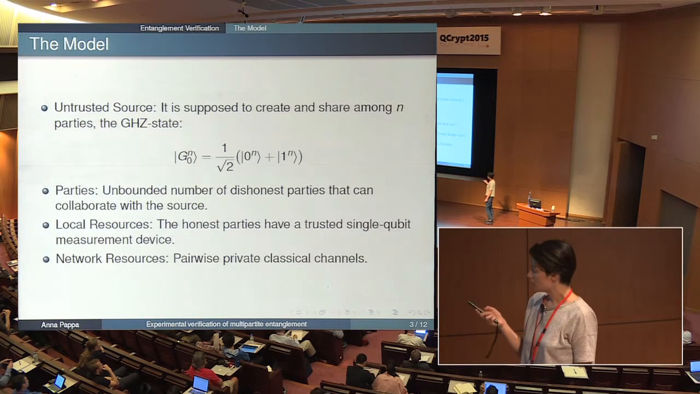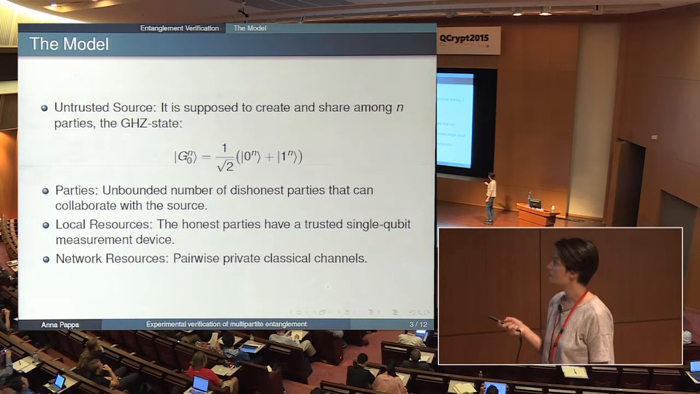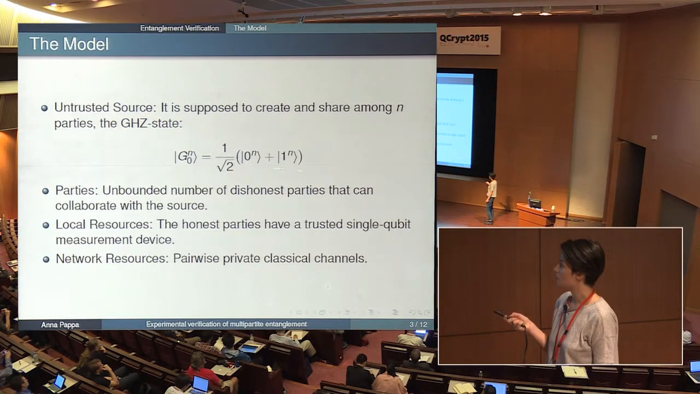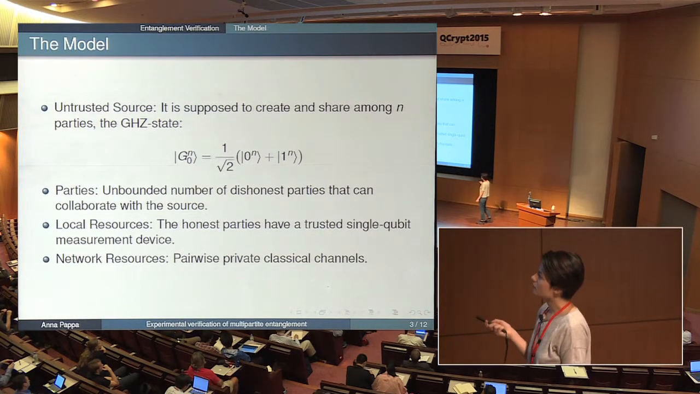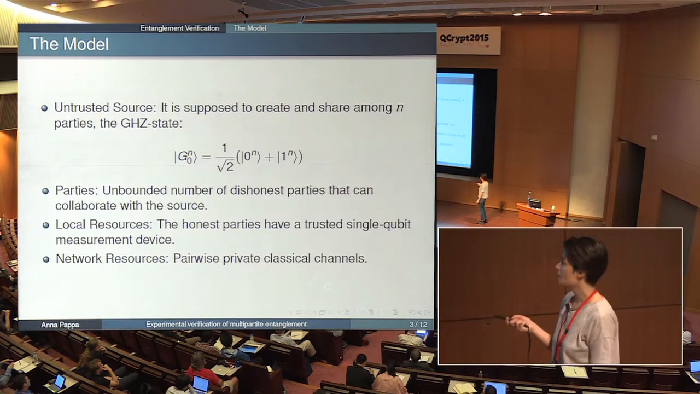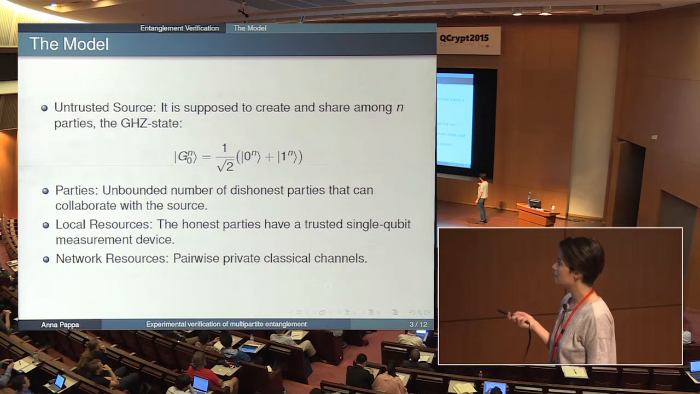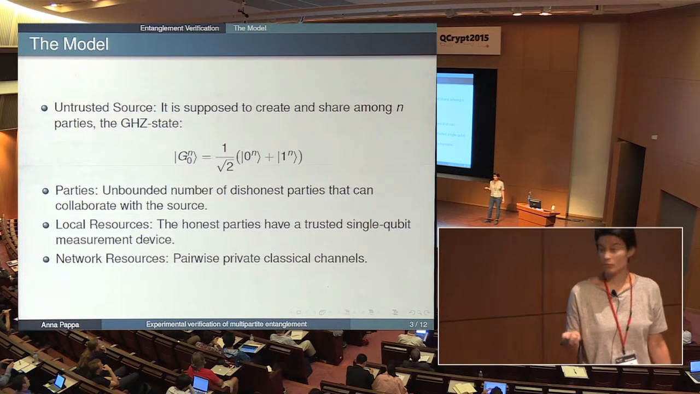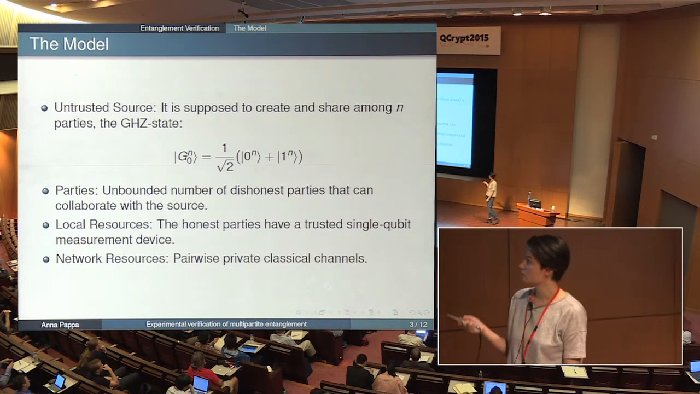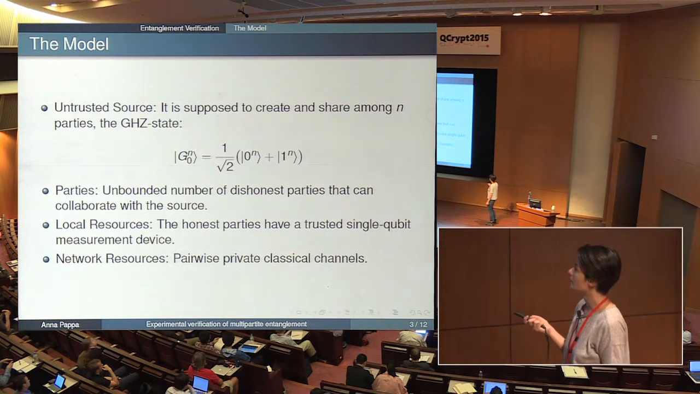So the model is the following. What we consider is that we have a source that we do not trust. It's supposed to create and share amongst n parties a GHZ state G0n, which is basically the 0 plus 1 state. Now, we also consider that we have several parties which share this state and we do not trust them. So we do not know how many of these parties are untrusted. We have an unbounded number of parties. And they can also collaborate between them and collaborate with the source in order to convince us that we are actually serving a GHZ, while in fact we are not.